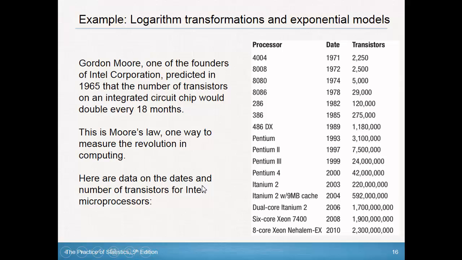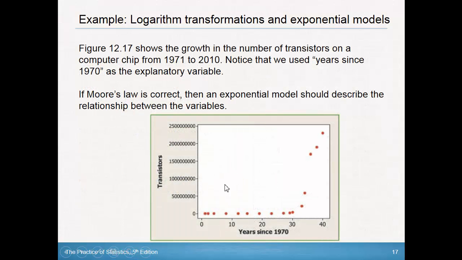Now one of the founders of Intel Corporation predicted in 1965 that the number of transistors on an integrated circuit chip would double every 18 months. This is Moore's law, one way to measure the revolution in computing. So here's our data. Here's our graph of years since 1970 and the number of transistors. Very low, very low, very low, then it takes off, it skyrockets. It looks exponential.